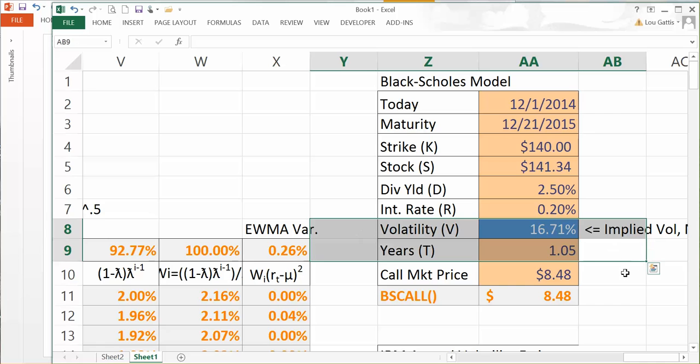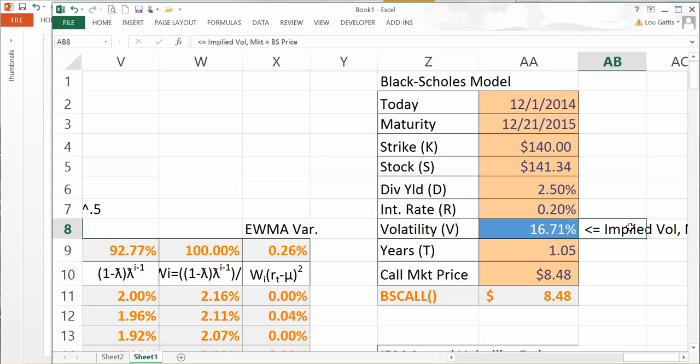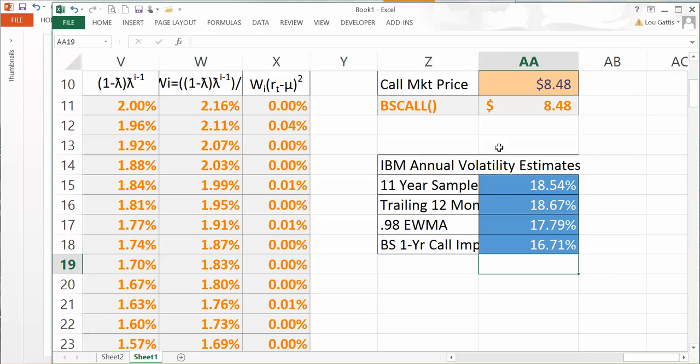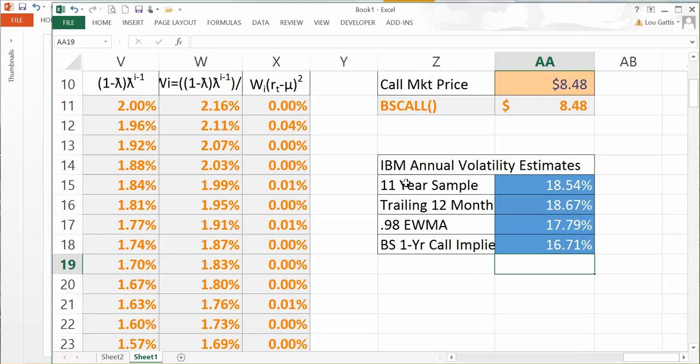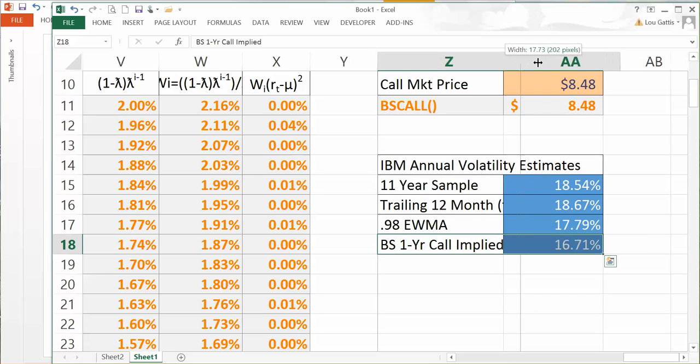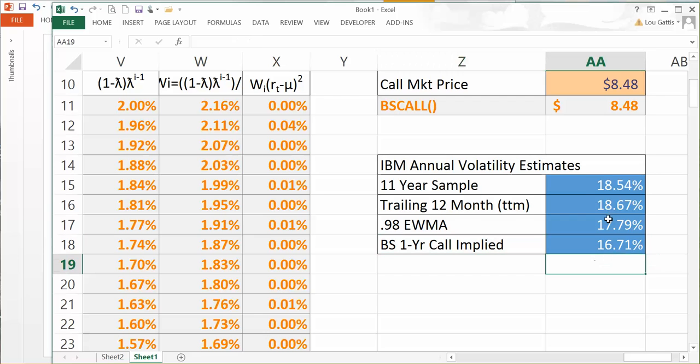So that's the life of the option. And studies have shown that this is a good predictor of volatility, better than just, say, historical moving average volatilities or other estimates. So for IBM, what we did today is we calculated a full sample volatility. We looked at the last 12 months. We looked at EWMA with a 0.98 lambda. And we got a BS call implied vol of 16.71%. Right. These are estimates of volatility.